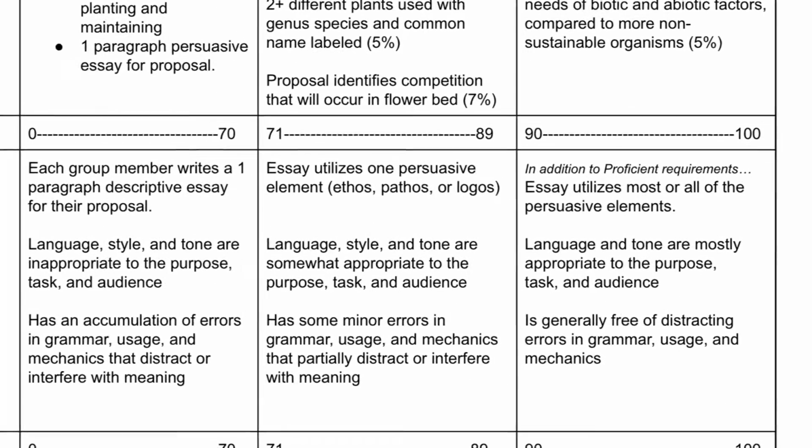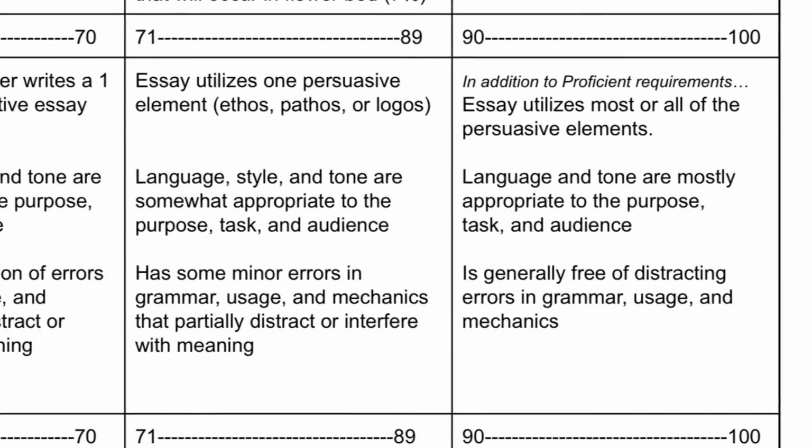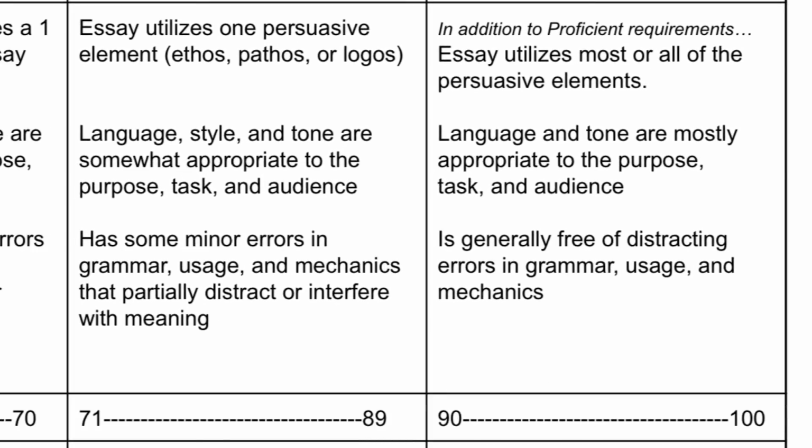All right, now let's take a look at written communication. For written communication, we're really looking at your use of persuasive language. Specifically in proficient, you need to utilize at least one persuasive element, being ethos, pathos, or logos. If you want to move into advanced, you're going to have to use 2 or more.